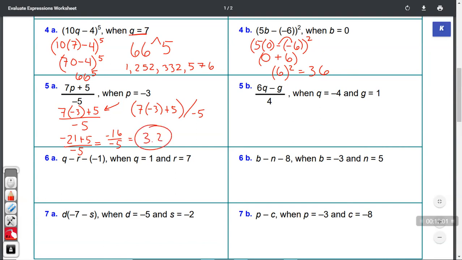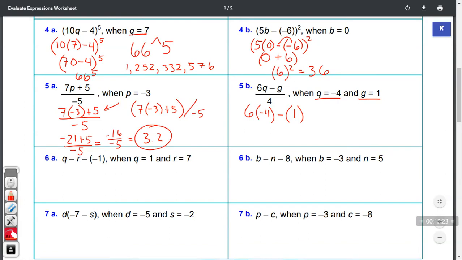All right, so we should have ended with 3.2. All right, take a look at the next one. Again, if you haven't been pausing these, I do encourage you to pause it, do it, and then see how we did it. All right, we've got two variables, negative 4 and 1 coming in. So 6, and then instead of q, I'm going to put parentheses, negative 4, minus, and then I've got 1 coming in, parentheses 1. Please be careful when you do those minuses.